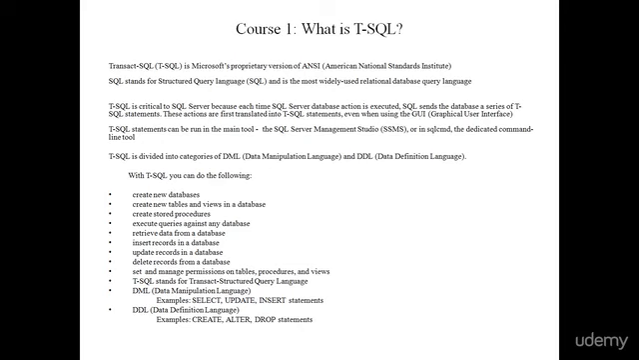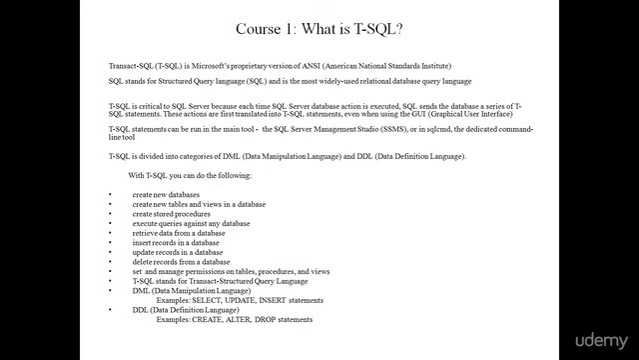It is not only used by SQL Server, but it's also used by Oracle, Microsoft Access, and MySQL, although they do use a slightly different flavor. T-SQL is critical to SQL Server because each time a SQL Server database action is executed, SQL sends the database a series of SQL statements, and it's important to understand these statements. These actions are first translated into T-SQL statements, even when you're using a GUI, which is a graphical user interface.